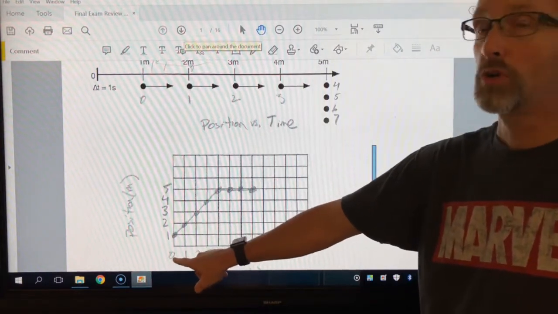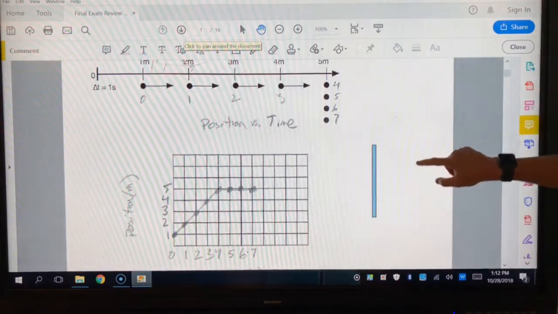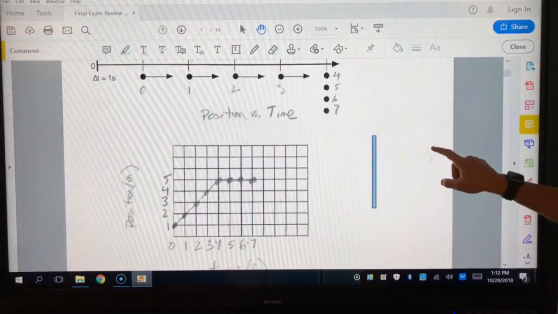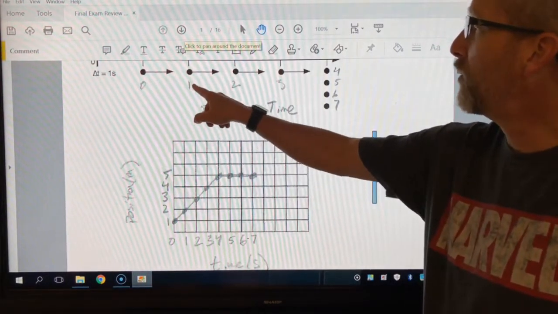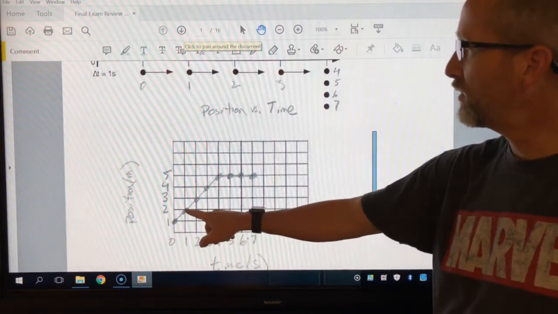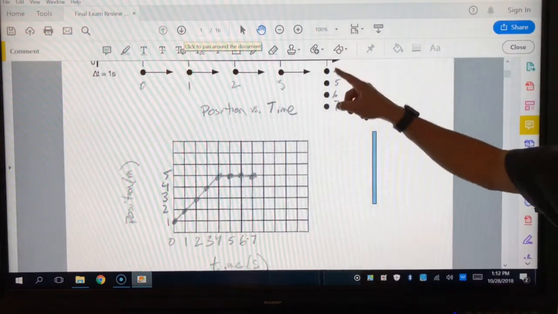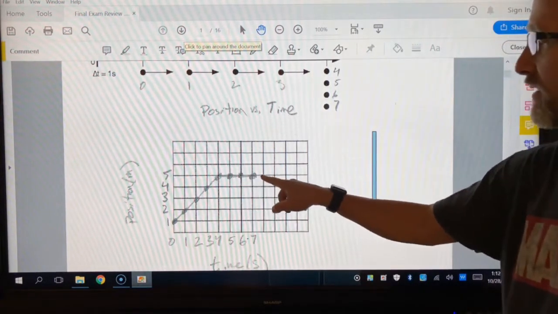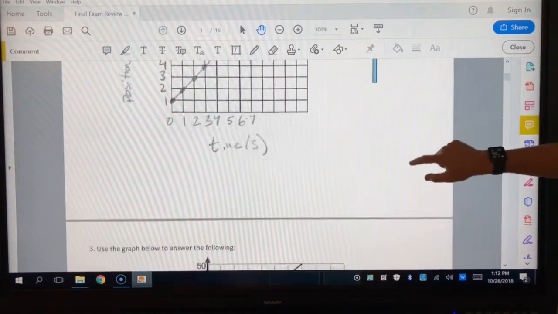Here is our 0 time. Position in meters, position versus time. And you'll notice down on the bottom, we've got time in seconds. At 0 seconds, we've got 1 meter. We've got at 1 second, it's at the 2 meter spot, 2 seconds, 3 meters, and it keeps going until it gets over to 4 seconds, and that's where we hit the 5, and then we just stay there. So that is your graph, and that's what that graph should look like.